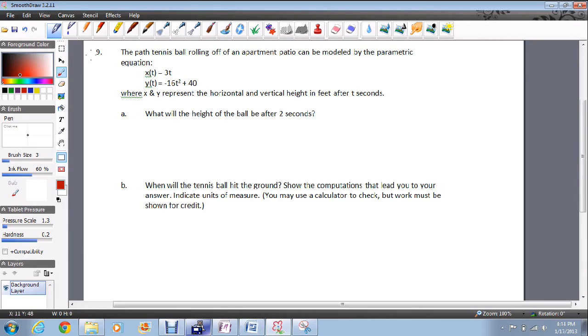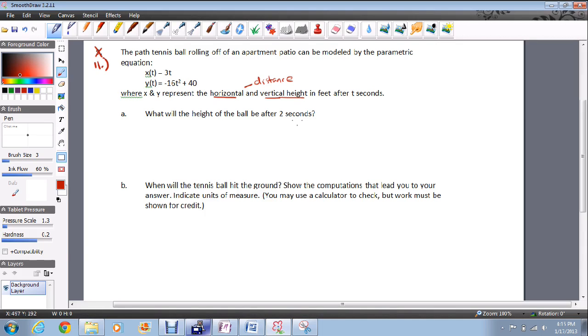Number 11, sorry about the typo there, says the path of a tennis ball rolling off an apartment patio can be modeled by the parametric equation x of t equals 3t, y of t equals negative 16t squared plus 40, where x and y represent the horizontal distance and vertical height in feet after t seconds. Anyways, the first part of the problem says, what will the height of the ball be after 2 seconds?